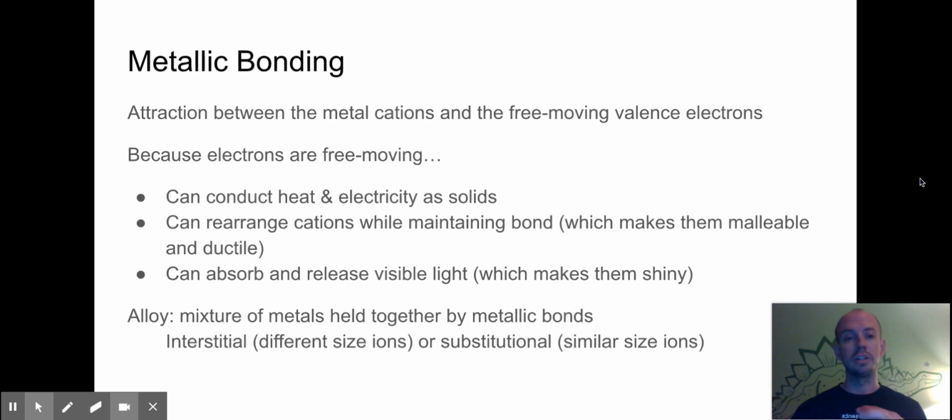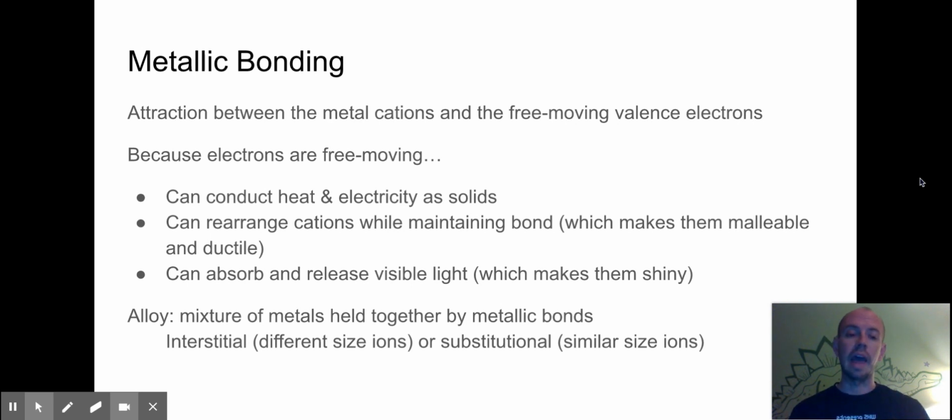We can change their shape. We can make them malleable and ductile. I can take this ion and put it down here or over here, but still surround it with the sea of electrons, which gives it that. They're shiny because of the way it can absorb energy, allow the electrons to vibrate and release that again.